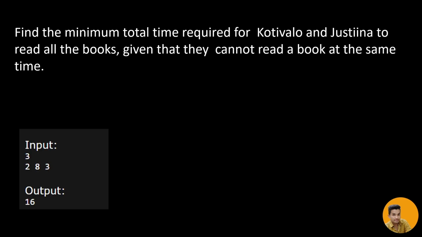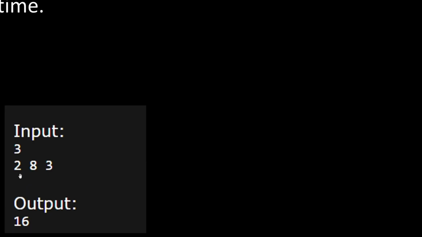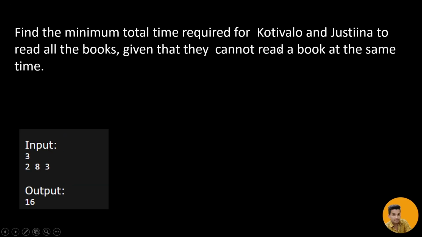So in the example, let's say we are given three books, and let's take the unit of time required to read books as hours. This first book requires 2 hours, this second book 8 hours, and the third 3 hours. So in total, we require 16 hours for these two people to finish reading all the books.